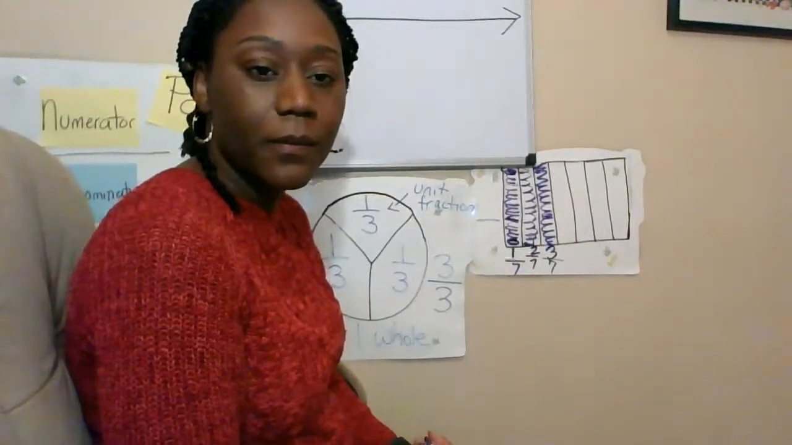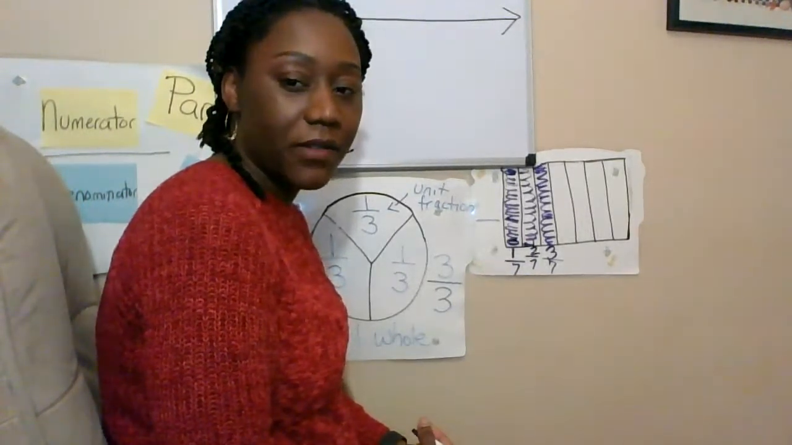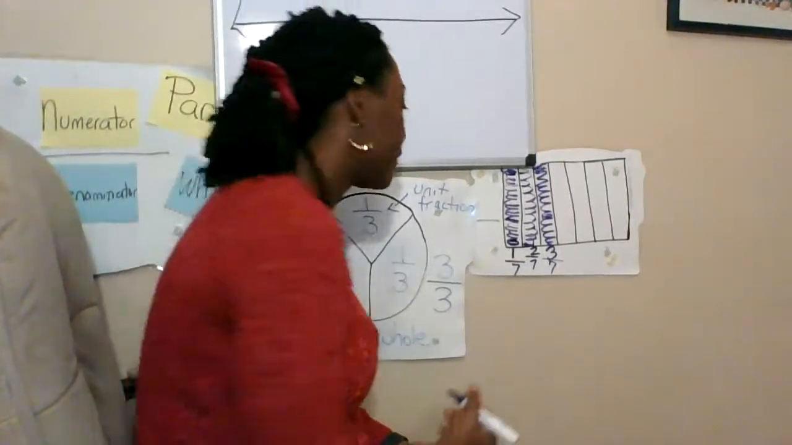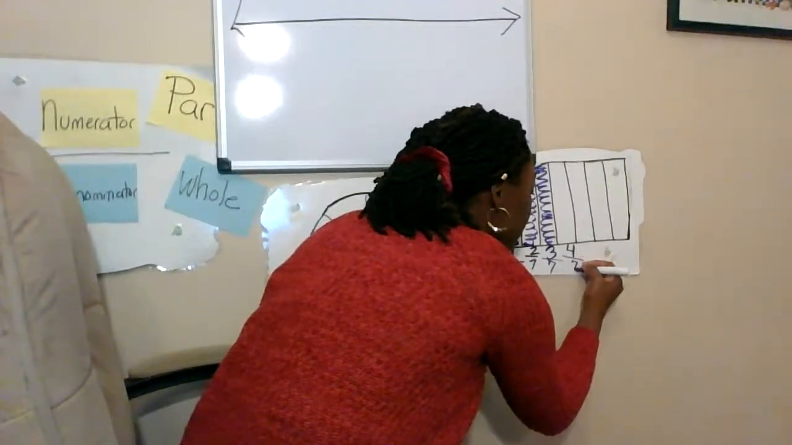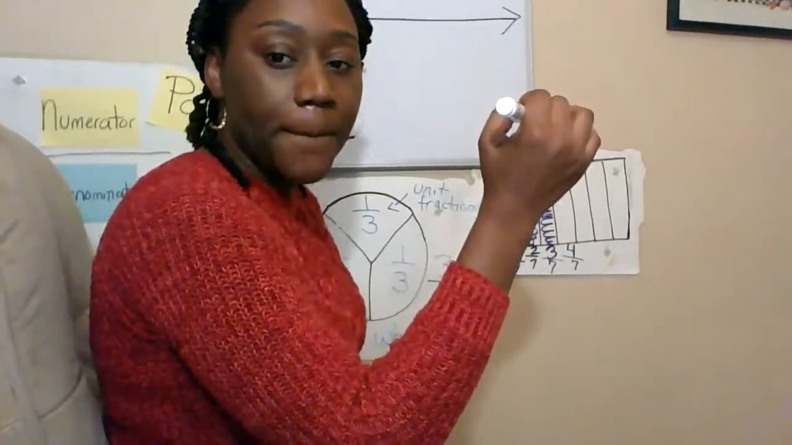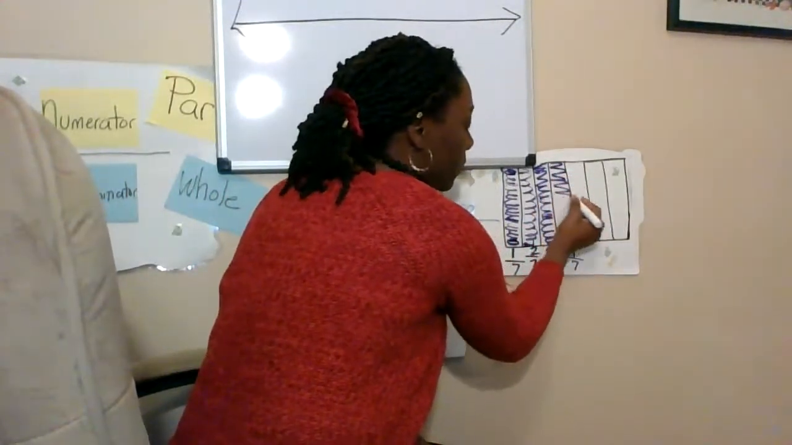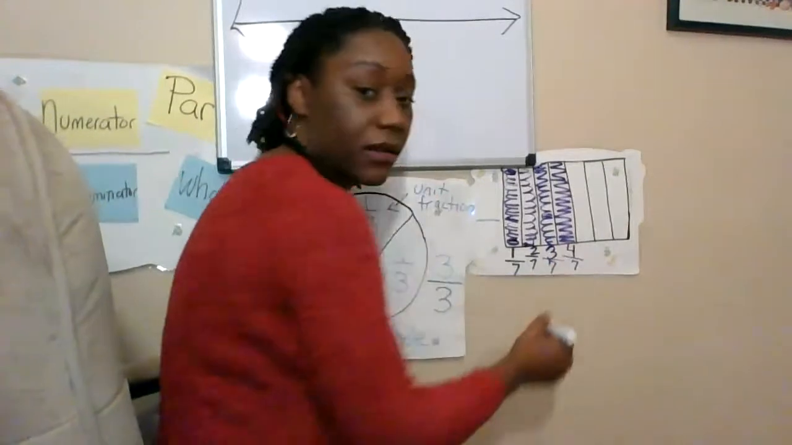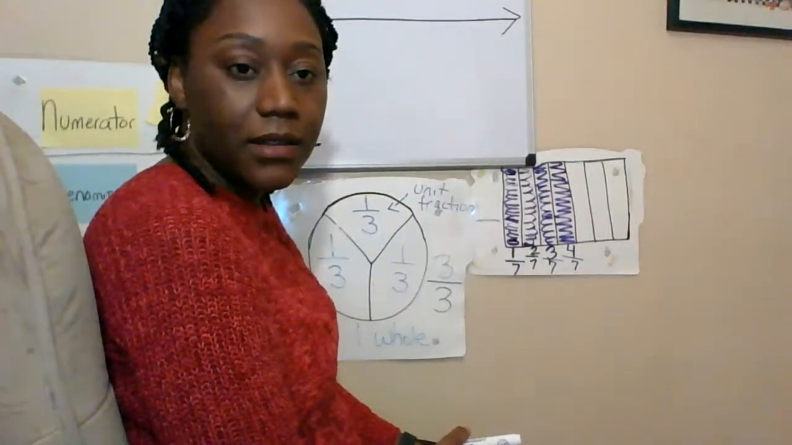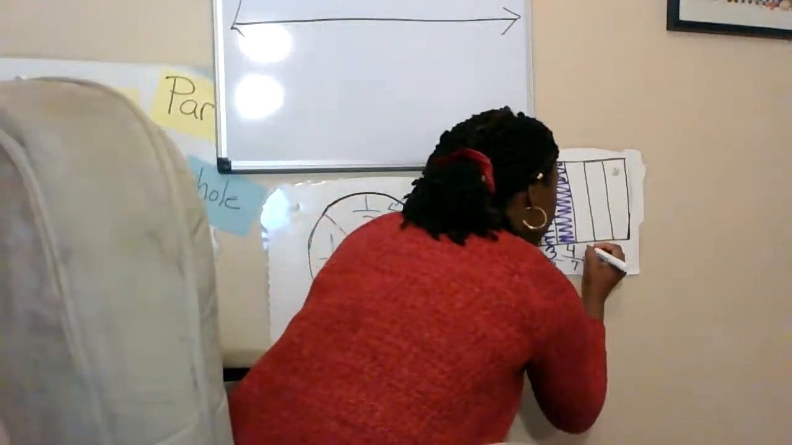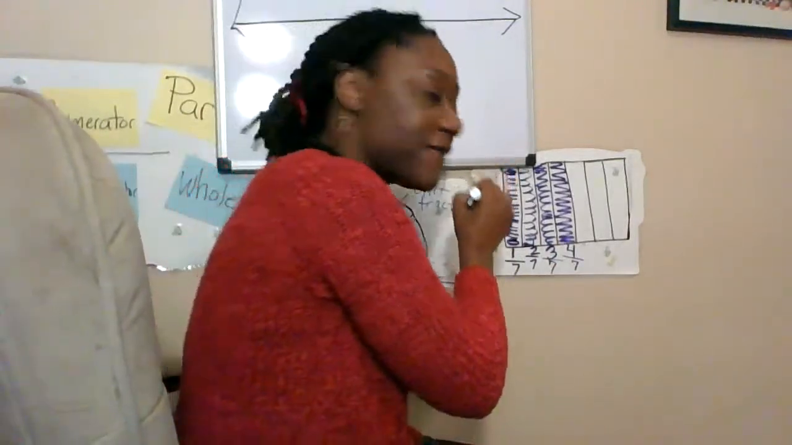What's next? Yes, 3 out of 7. I have 3 out of 7. Then 4 out of 7. Good job. All right, and then we have what? Yes, 5 out of 7.